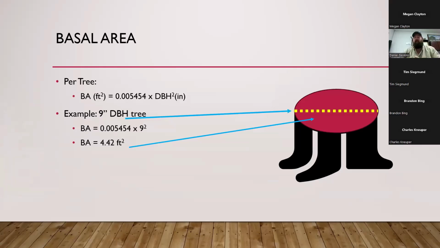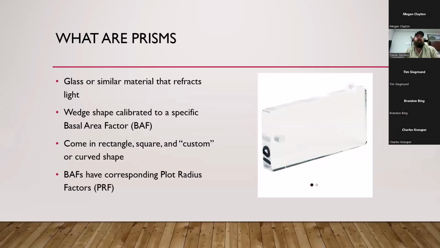So you can derive this formula, but generally as foresters, we just use the number 0.005454. That's derived from pi r squared and all that. Basically, with this formula, if you put in diameter at breast height in inches and multiply it by that number, you will get the basal area of that tree in square feet. And then you can extrapolate out all those other things as well. So that's what basal area is.